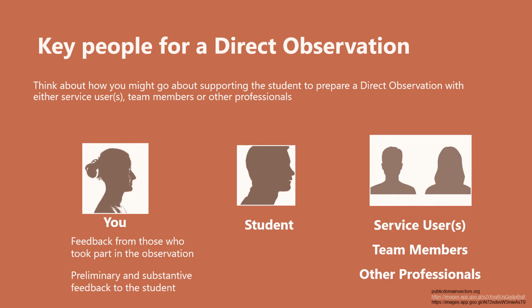You'll also need to give thought, as the work-based supervisor and also the student, to the seating arrangements. As a work-based supervisor, you need to make sure that you can see the student, but that you're not directly in the line of sight of the student in order to reduce any sense of anxiety that the student might have. You'll also need to give thought to verbal feedback in terms of how and when to collect that feedback from those involved in the observation and also the student.